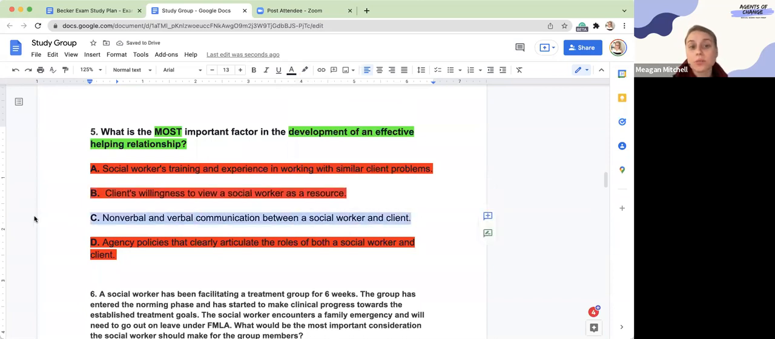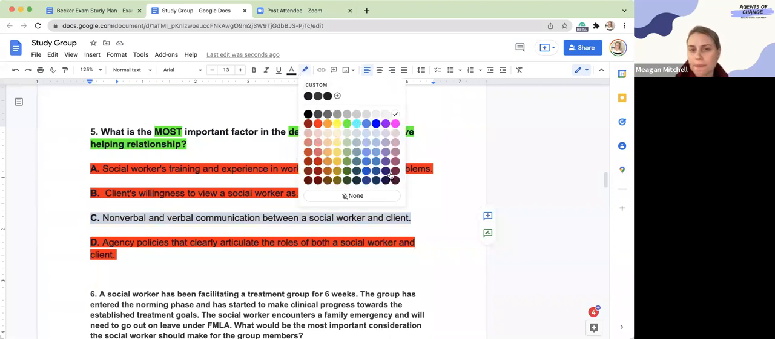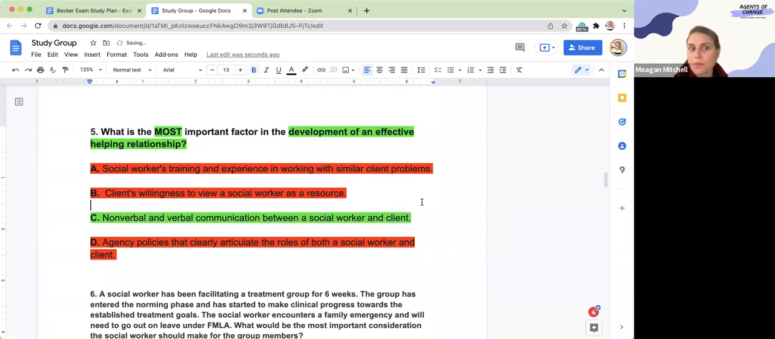C, nonverbal and verbal communication between a social worker and a client. Why is that so important? I think it's so important because this spans all ages, all walks of life, right? You might be someone that does early childhood mental health. A lot of the work you're going to be doing with that client is nonverbal. They might not even have the words. You might be working with clients that have health conditions that make it impossible to verbally communicate.